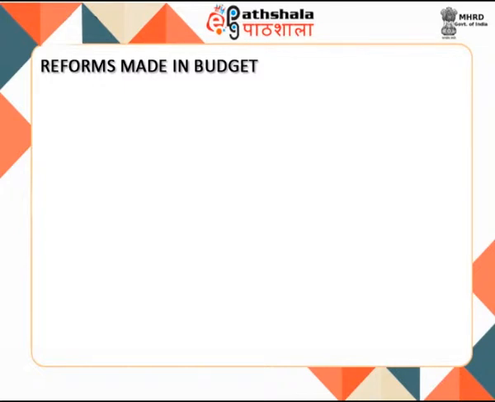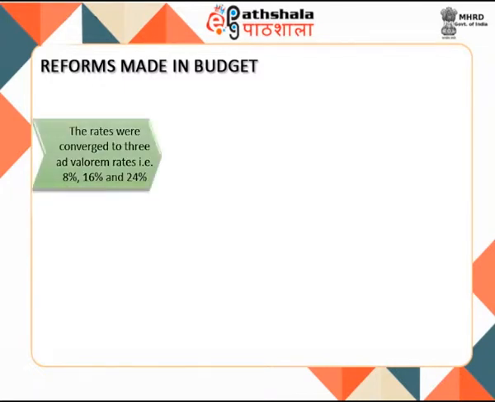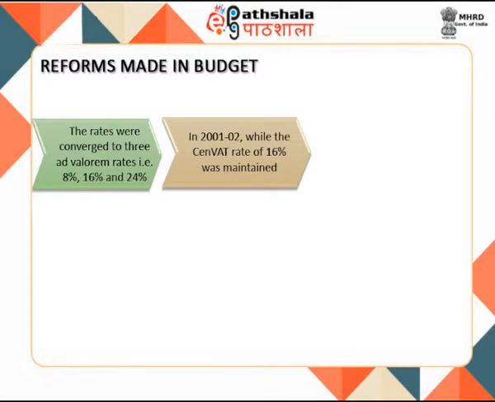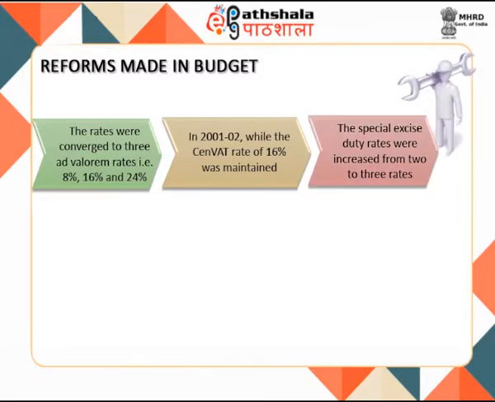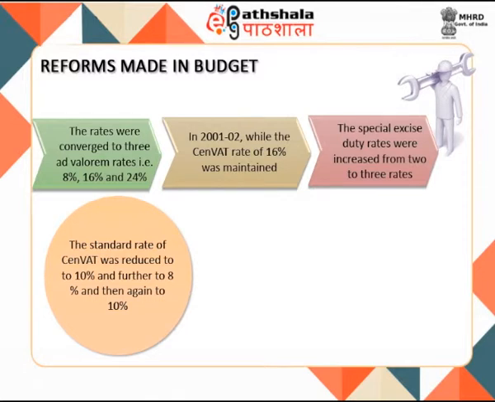In the budget 2000-2001, the rates were converged to three ad valorem rates, that is 8%, 16%, and 24%. In 2001-2, while the SEN-VAT rate of 16% was maintained, the two rates of special excise duties were compressed into a single rate of 16% SEN-VAT. However, the special excise duty rates were increased from 2 to 3 rates, viz. 8%, 16%, 24%. The standard rate of SEN-VAT was reduced as a part of the stimulus package to induce demand, to 10% and further to 8% ad valorem.